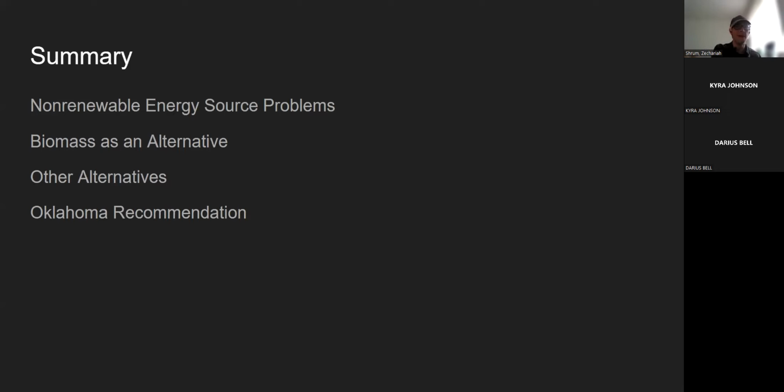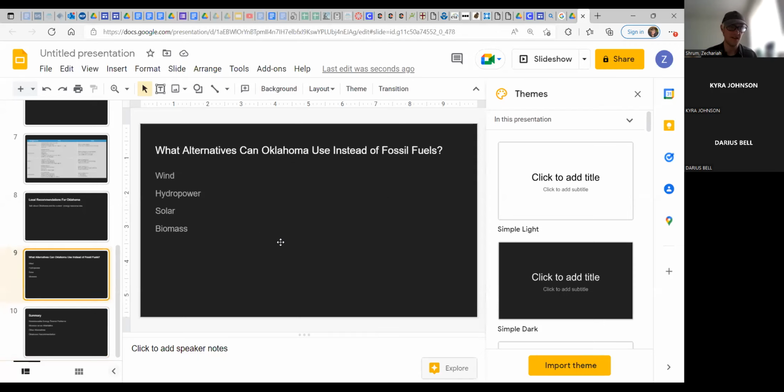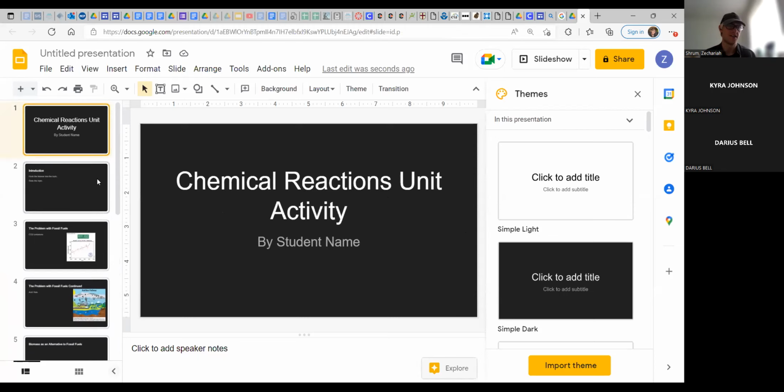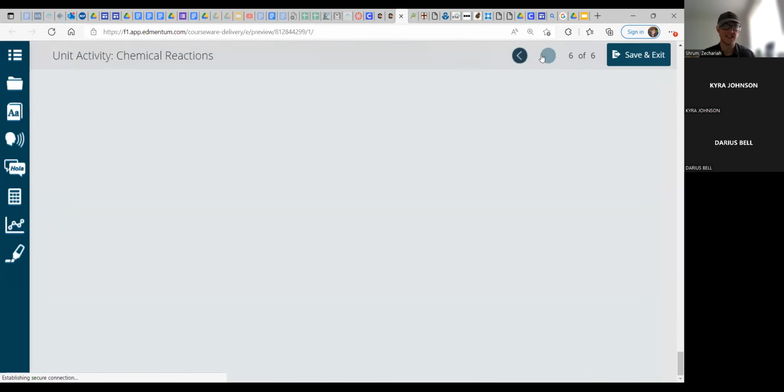And that should get you about 10 slides or so. If you're a little under, no big deal. But I think that is a good way to structure the presentation. And then you'll just attach it to the Edmentum unit activity, and then I can look through it and then grade it.